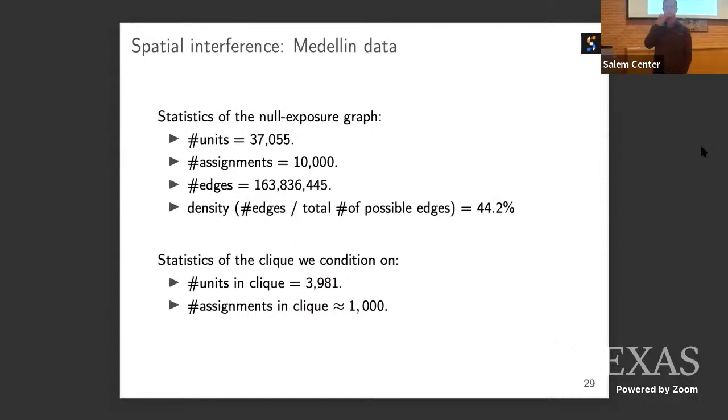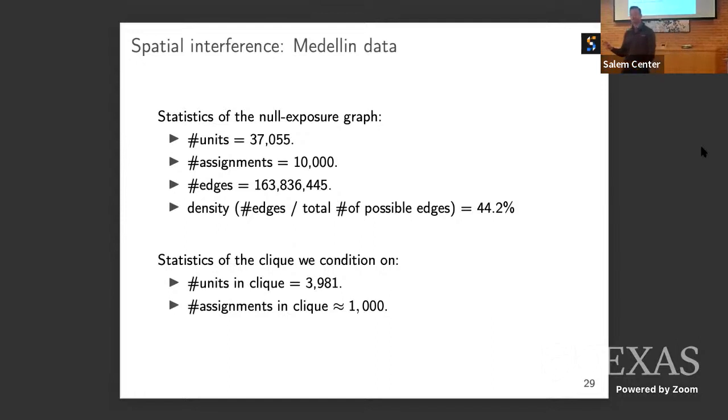Okay, well, the statistics of the null exposure graph: what we had in our data set was a little over 37,000 streets. We took 10,000 draws from my experimental design, and those two dimensions define the dimensions of this bipartite graph, right? I have 37,000 nodes on the left, 10,000 nodes on the right, and if I draw all of the edges, I have about 163 million edges. Okay, so one interesting thing I can look at is the density of this null exposure graph.